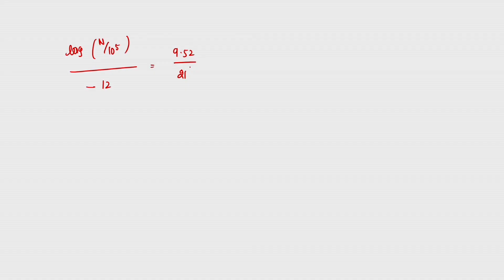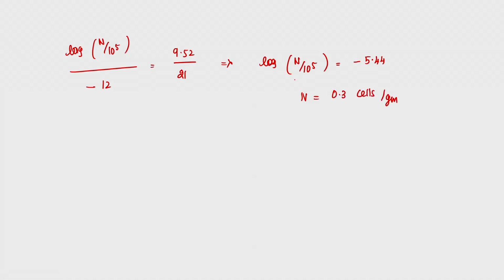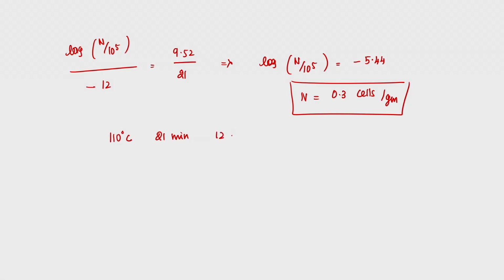Here 9.52 minutes, here it is 21 minutes. So, this becomes log of n upon 10 to the power of 5, which is equivalent to about minus 5.44. So, then n is almost 0.3 cells per gram. Right. For the reference condition, what they have given is 110 degrees centigrade. If you maintain 21 minutes, you can achieve 12 log reduction. So, that means if my initial spores are 10 to the power of 12, you can reduce to 1 spore. So, this is the process as a reference.